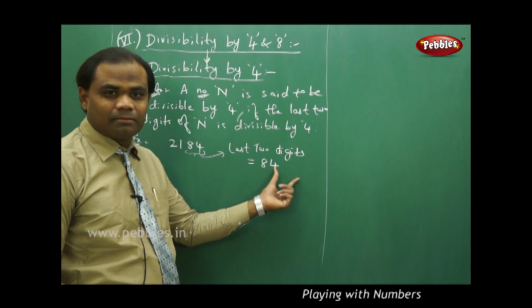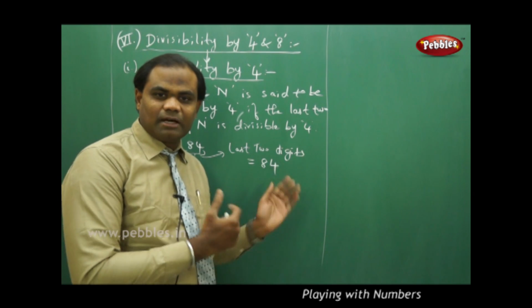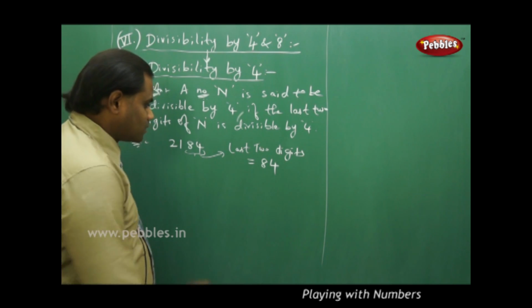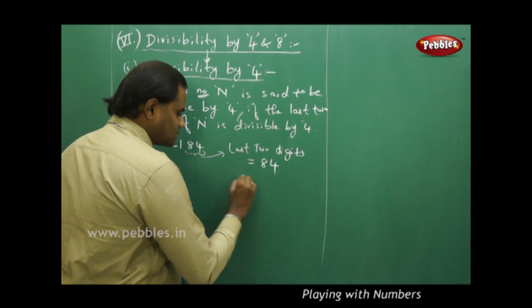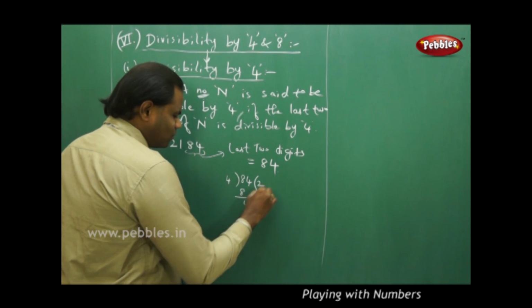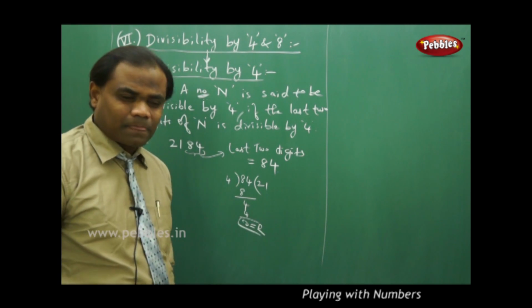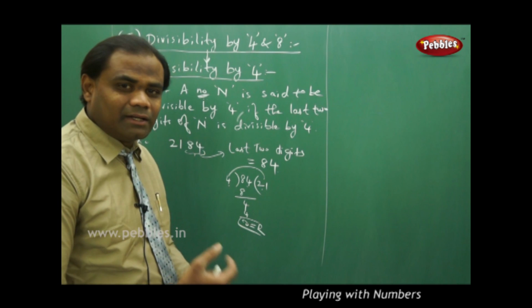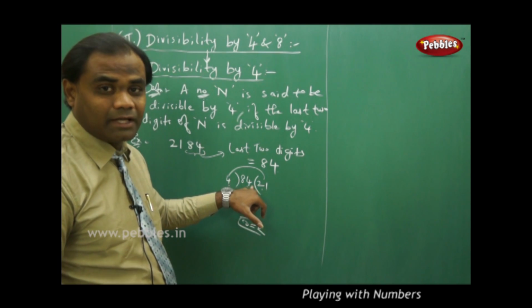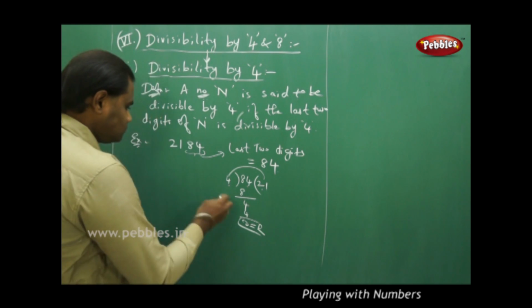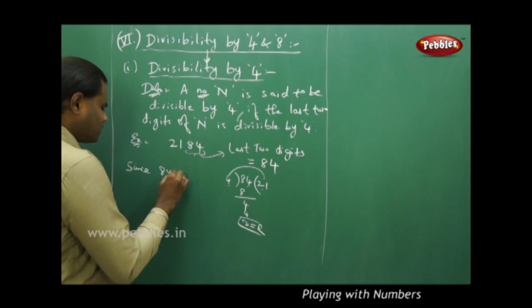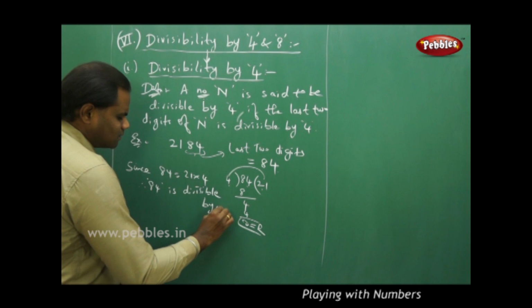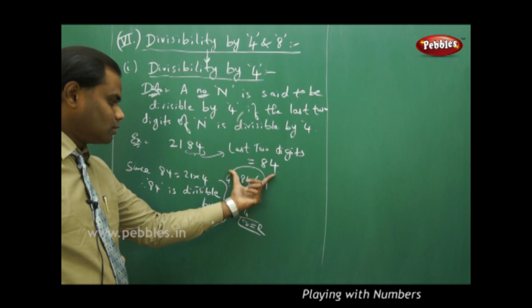So when I get the number 84, my definition says that if this number is divisible by 4, then the entire number which is attached to the last two digits is also divisible by 4. Clearly we can see that 84 is divisible by 4, because when I divide by 4, I get 4 2s are 8 and then 4 1s are 4, such that the remainder is 0. So 21 times 4 is 84. Therefore, since 84 is 21 times 4, 84 is divisible by 4, as can be seen in the working we have taken here.